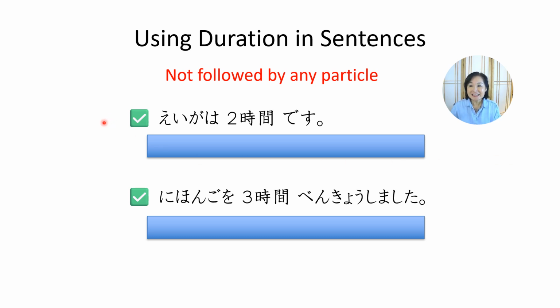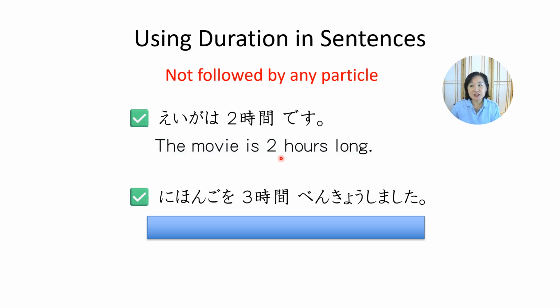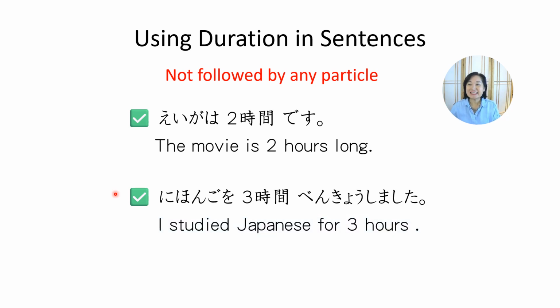映画は2時間です。What does that mean? The movie is 2 hours long. Notice there are no particles after the duration of time word. How about this one? 日本語を3時間勉強しました。So, how long did this person study Japanese? そうです。They studied for 3 hours.